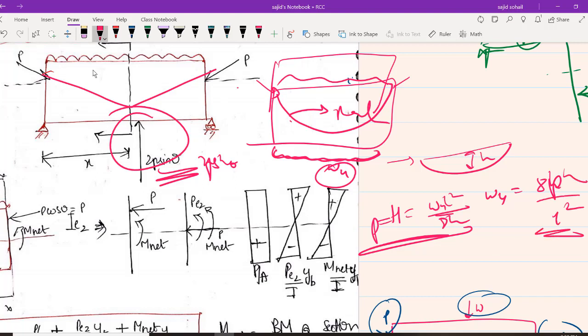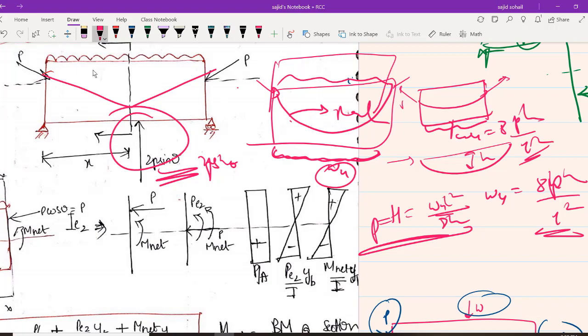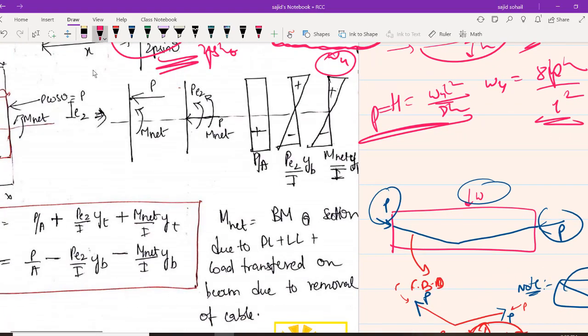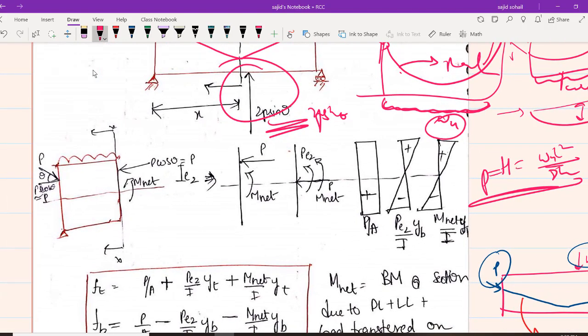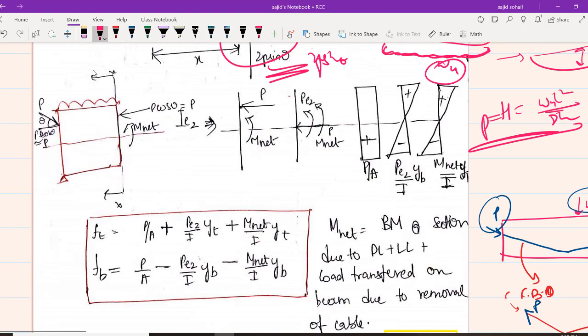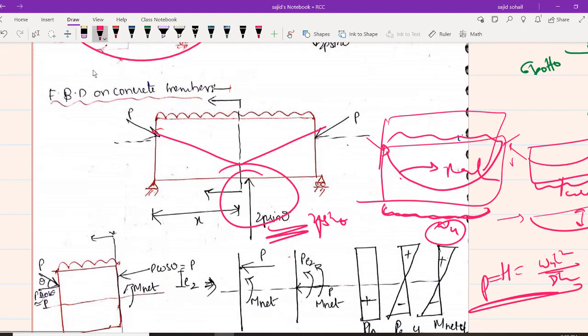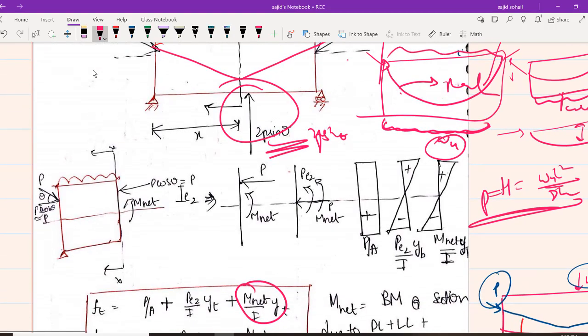So whenever there is a parabolic profile and P is acting, it means there is an upward force WU which has a magnitude of 8PH by L square. Like that, you can find out the upward force acting and subtract it from the total load which is acting on it and get your M net. That is the only hack here. If you remember this, more than enough.